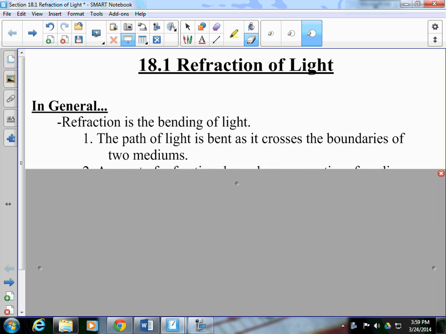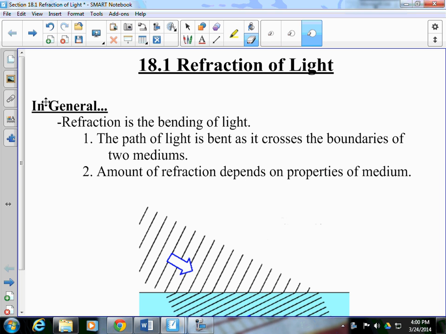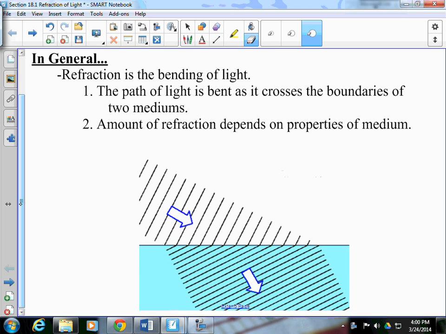So a couple things about refraction. In general, what is refraction? It is the bending of light. It is when light bends, and it usually occurs when we go from one medium to another. If we take a look at the example down below, we have light going from air to water. What happens? The light obviously bends.